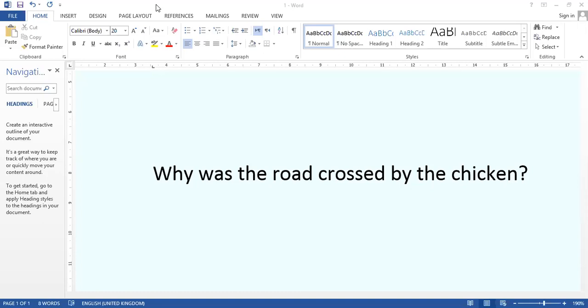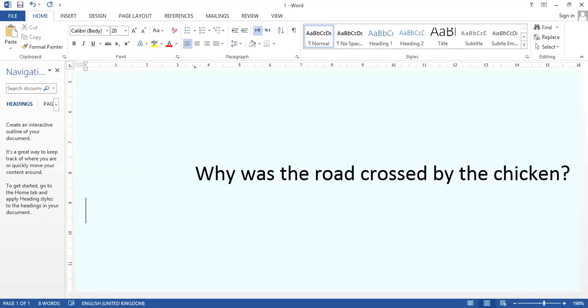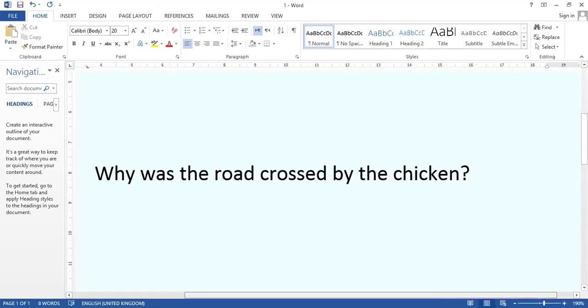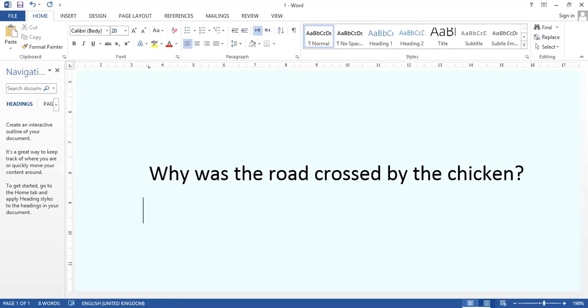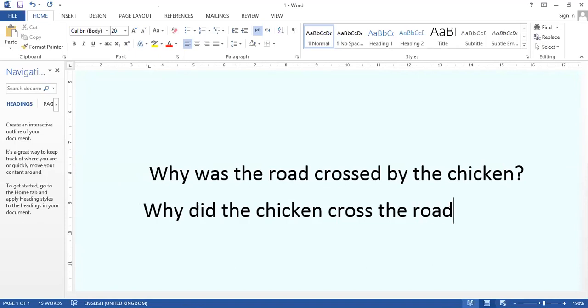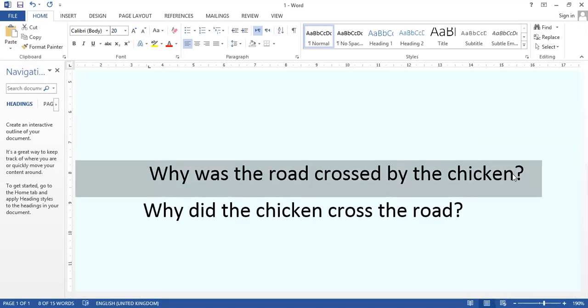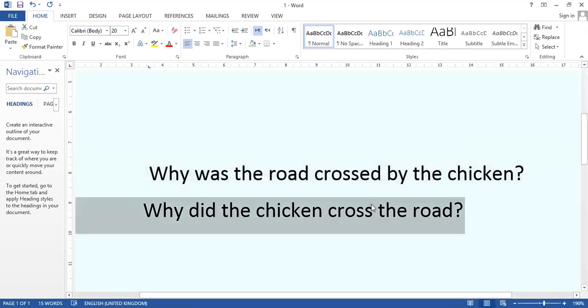So the familiar phrasing is: why did the chicken cross the road, right? This is the original one. So if you want to write it in the active voice, you should say, why did the chicken cross the road, right? So this one is the passive voice, but this one is in the active voice.